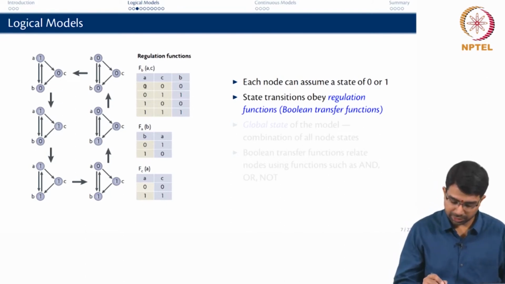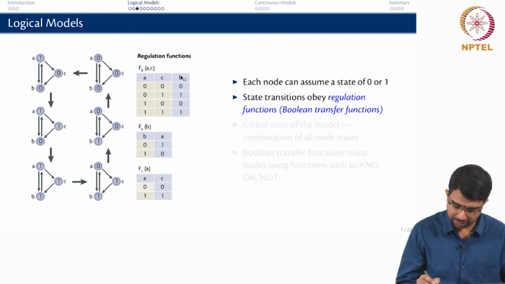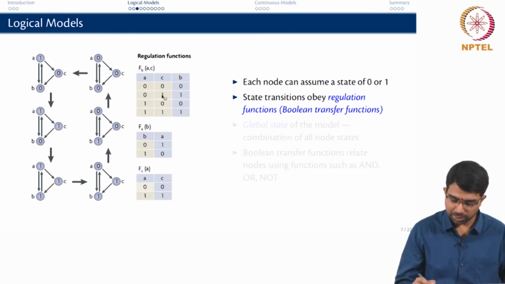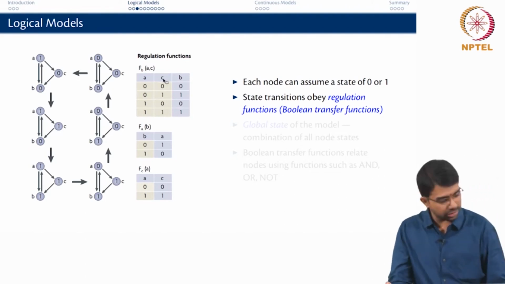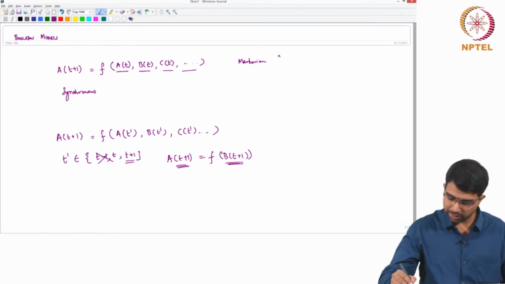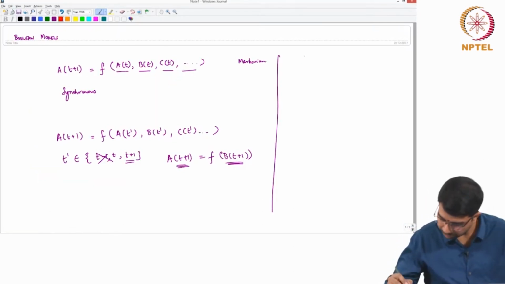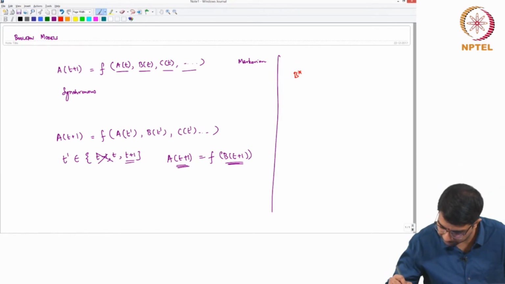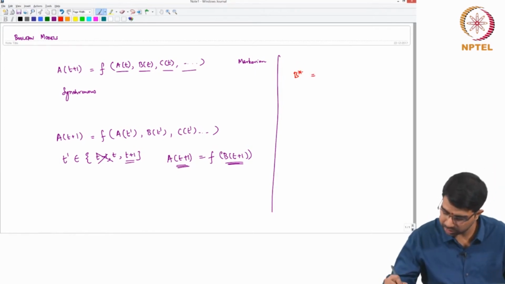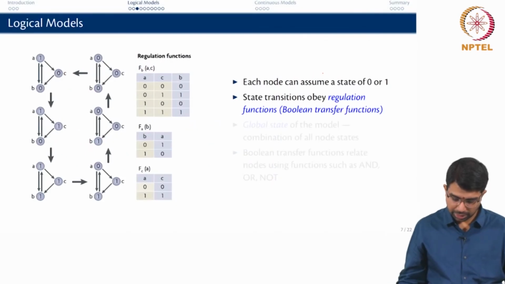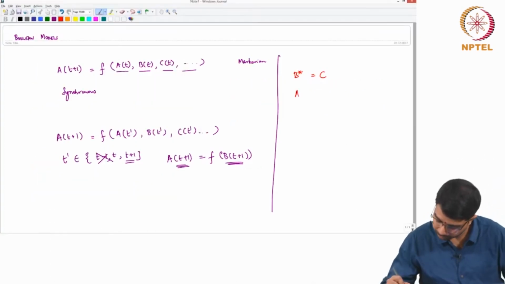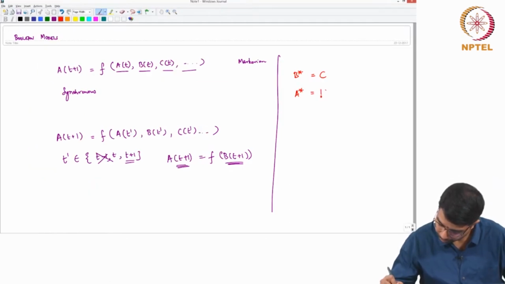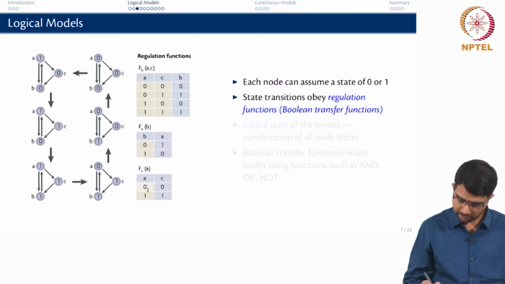Can you tell me what this function is? This is basically a truth table which says what happens to B as a function of A and C. So, B is C. We normally write down the rules in this fashion. To denote the update, we say A star. So, B star equals C, and here A star equals not B. And what about C star?